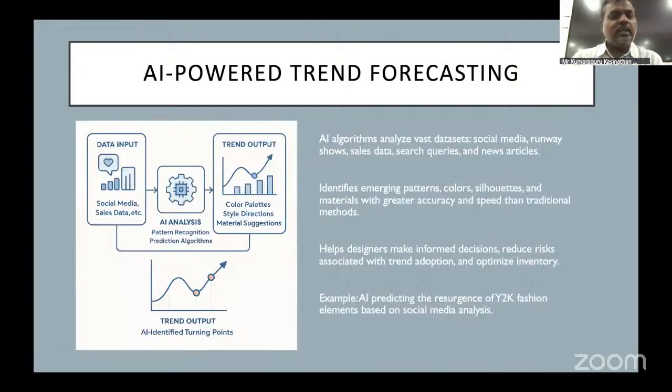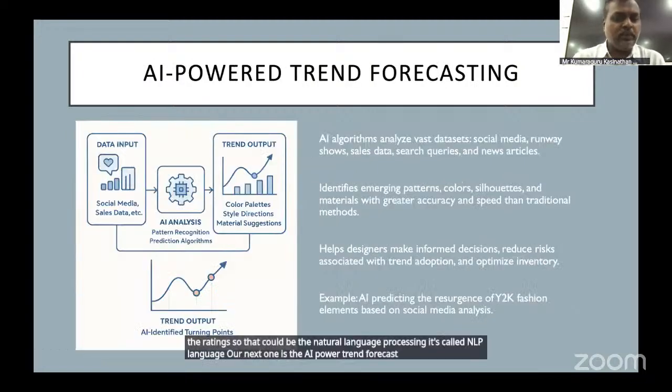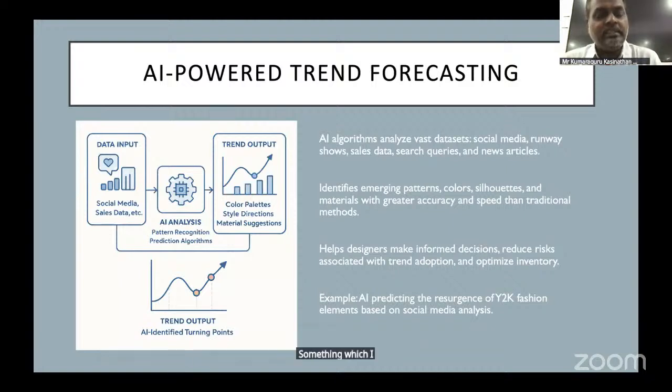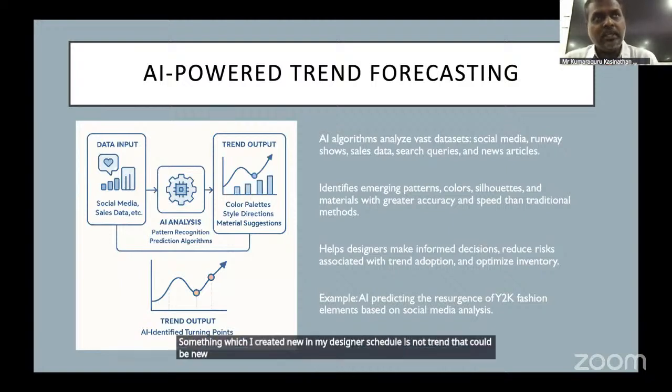And next one is AI for trend forecasting. So trend forecasting, basically, we can't do trend on our own. Something which I created new in my designer sketch is not a trend. That could be new creativity. But trend is something like taking from the past data and projecting into the future. That is the trend, actually, people say in the market.